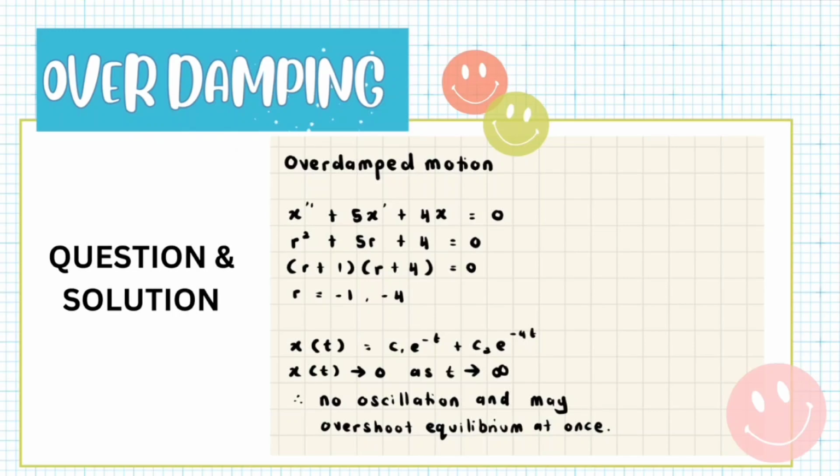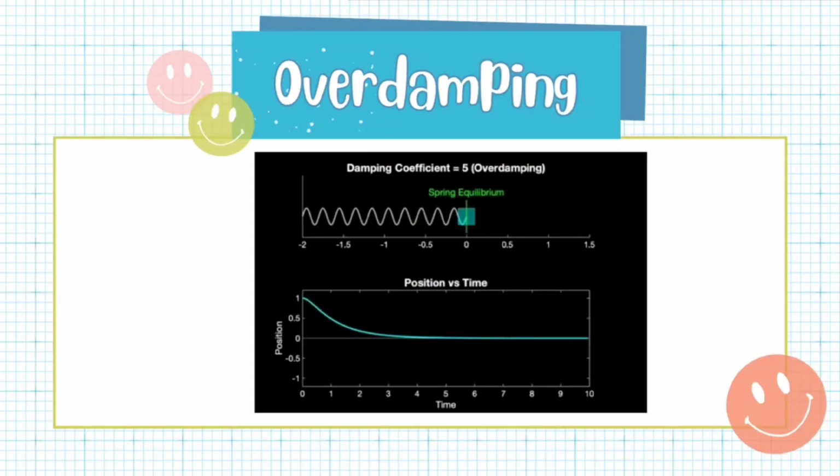When we look at this form to decide what will happen to the spring over time, if t goes to infinity, both of these exponential expressions will go to 0. So, we know that the position is going to go to 0 as time goes to infinity. So, we expect the spring to return to its equilibrium state, so no oscillation. And then once again, depending on the values of c1 and c2, it is possible to be 0 exactly once. Now, I will show you the graph that shows the position of the spring over time, which is the damping coefficient equal to 5.